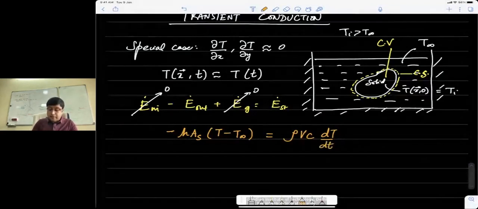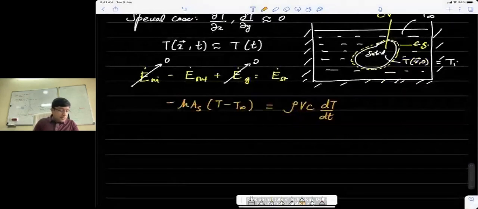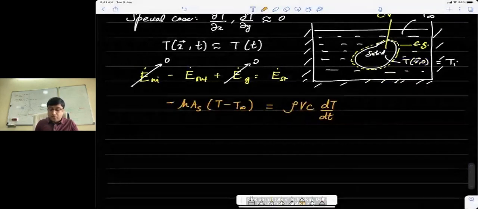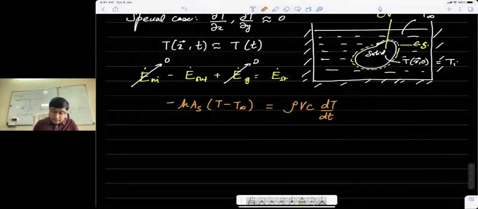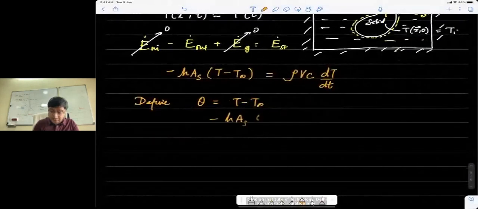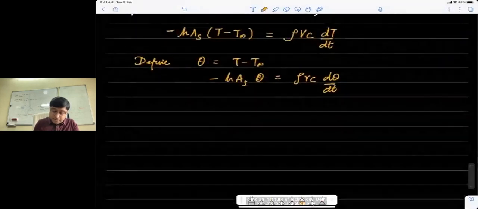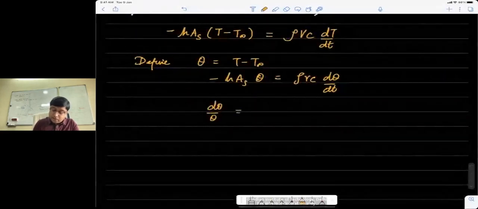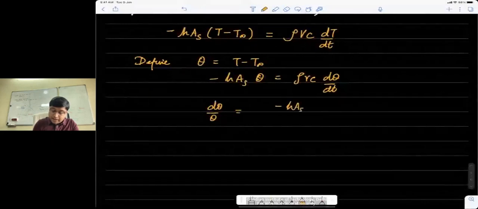So that is basic energy conservation for this solid. Now, this is actually a simple linear differential equation, and it's also first order. So, just to make life easier, I will again define a variable theta, which is T minus T infinity, which means we have minus hA_s theta equal to rho V c d theta by dt. So let's shift the variables in a certain way. So we have d theta by theta equal to minus hA_s by rho V c dt.